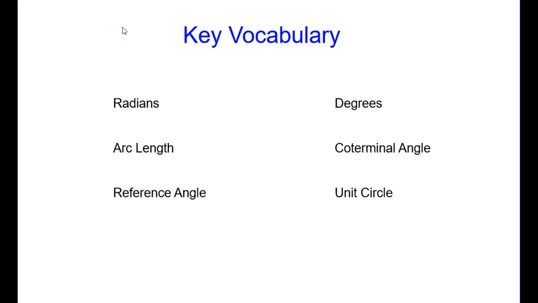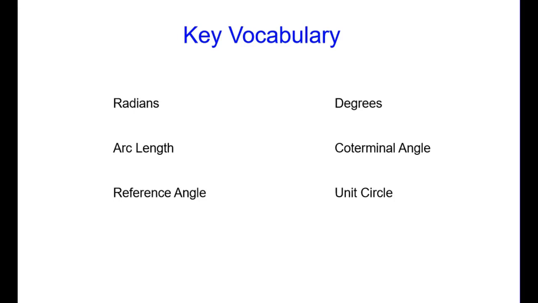In this lesson, we discussed many terms. We discussed how to convert from radians to degrees or from degrees to radians. We discussed the formula for arc length, S equals R times theta, when theta is measured in radians. We also discussed coterminal angles, which we can find by adding or subtracting multiples of 360 degrees to our given angle. We discussed reference angles, which refer to the positive angle created from the terminal side to the x-axis.